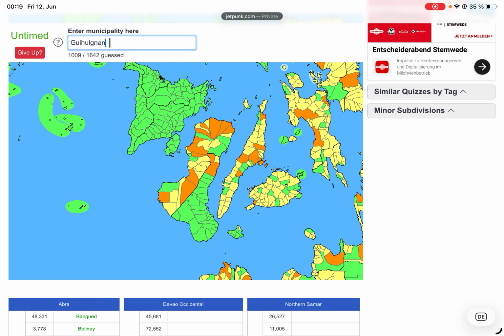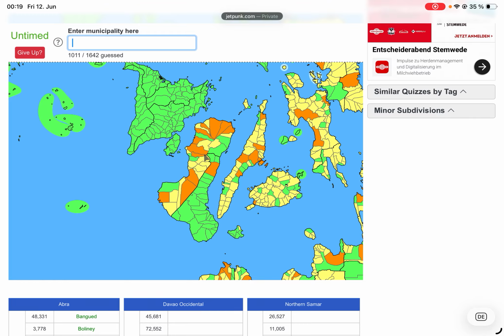Where's the mistake? It's something like this. Again, I'm struggling to remember the exact name of this component city right here, but the ones on top should be easier. It's just Canlaon and Vallehermoso.